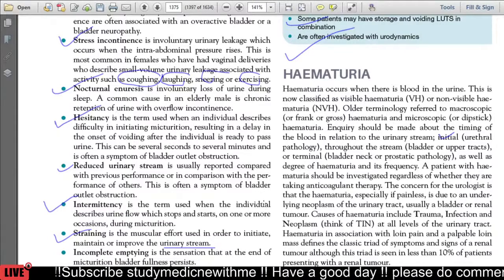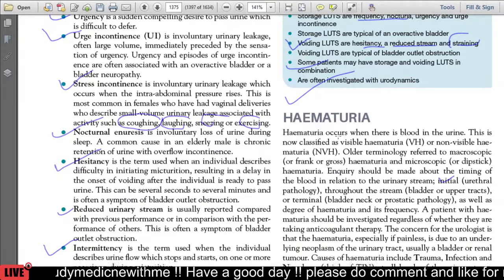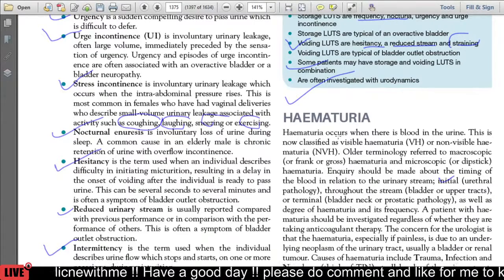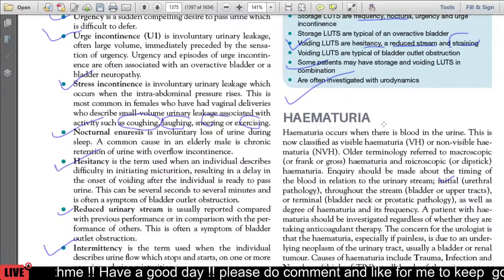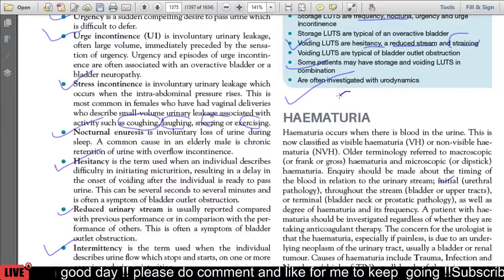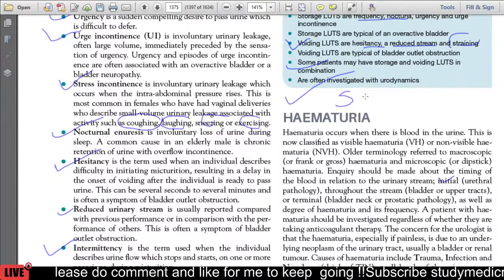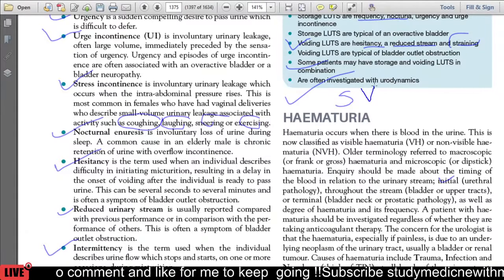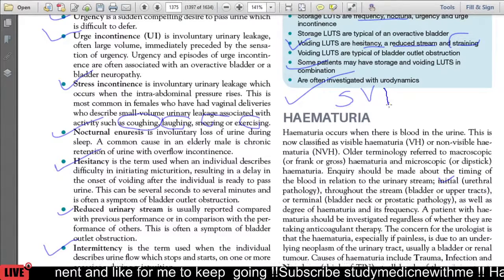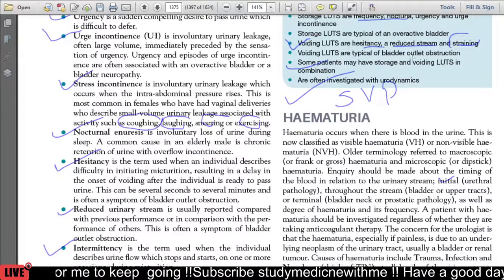So we already finished all those topics. We also talked about LUTS and the types of LUTS. Let's go briefly over the types of LUTS. There is storage LUTS, then there is voiding, and there is post-micturition LUTS, or lower urinary tract symptoms.